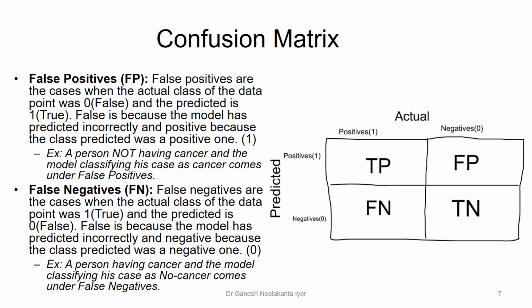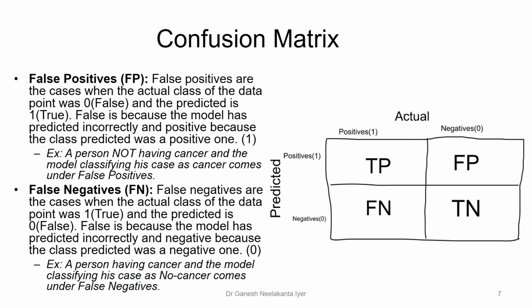And on the other hand, there are false positives and false negatives. False positives are the cases when the actual class of the data point was 0 and the predicted value is 1. False is because the model has predicted incorrectly, and positive because the class predicted was a positive one. A person does not have cancer, but the model predicted that person has cancer. That is a false positive.